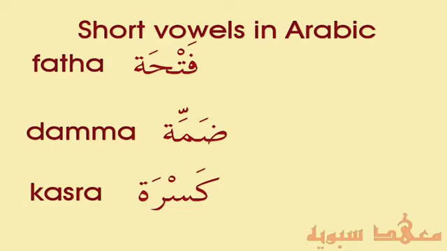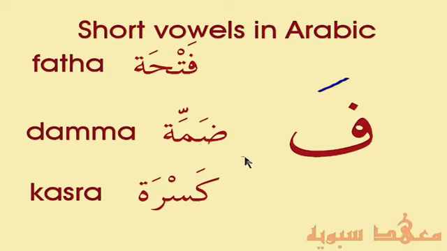So let's first of all just understand how they're written. In front of us we have the letter fa, and when we add vowels in Arabic, it's different to English. We don't add them after the letter. We add them on top of the letter. So fatha will be written as follows. It's written with a line on top, like that.